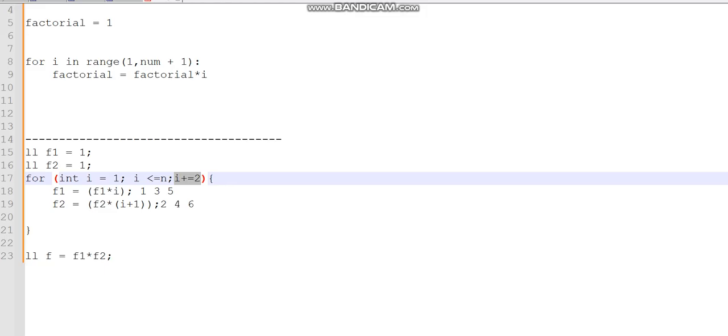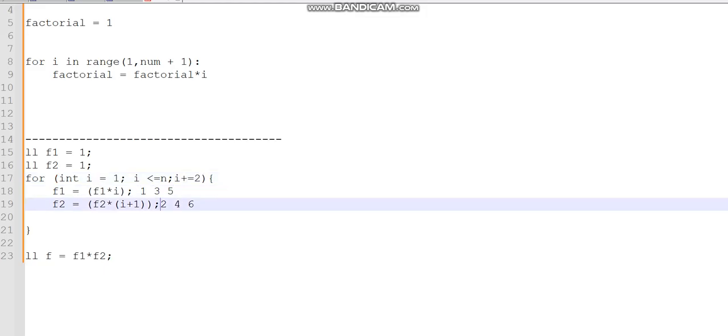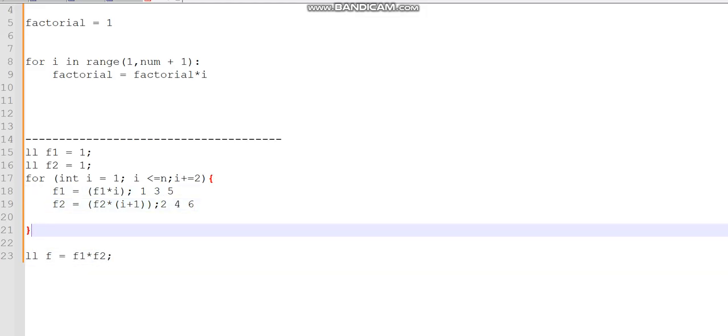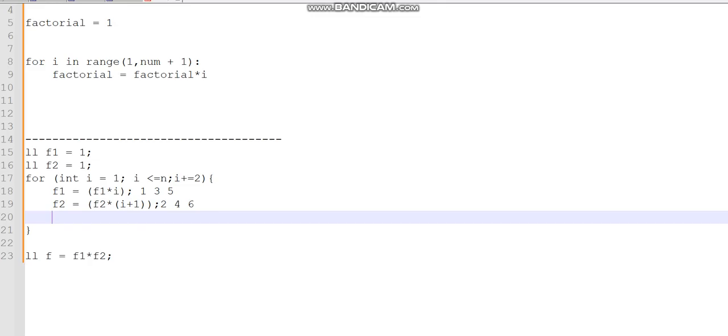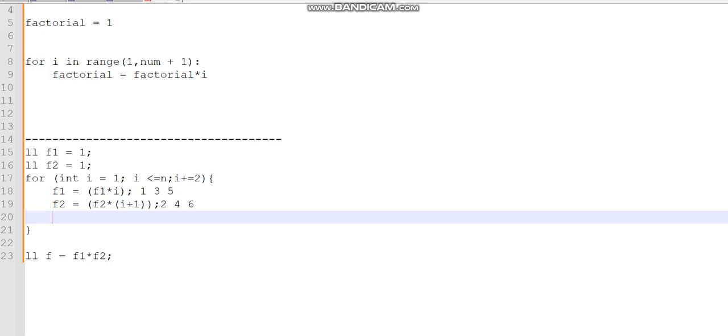Basically, you have a step of i plus 2, and then you calculate in parallel the product of 1, 3, 5 and 2, 4, 6. You calculate in parallel the product of odds and evens, and then you just multiply them. That's so sweet. I've never seen this before, and it's these epiphany moments that I like. So when I was skimming this blue book, I discovered this factorial trick.